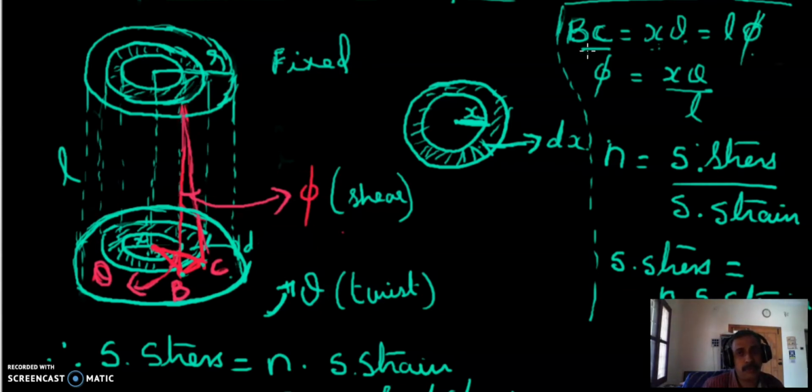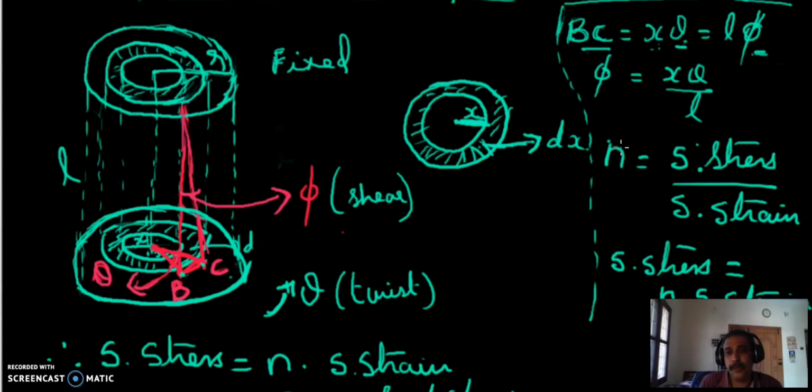So BC can be written in terms of theta as well as in terms of phi. Therefore, phi is equal to x theta by L. This phi we call the angle of shear.